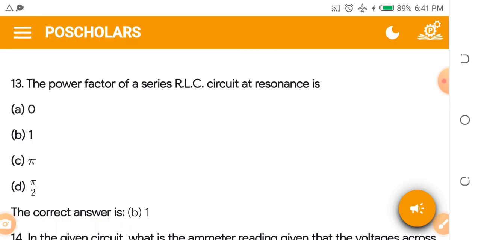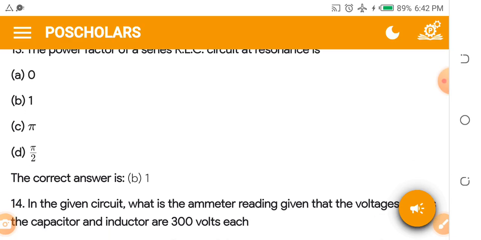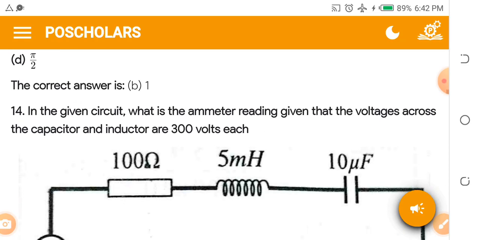Okay, let's look at question 13. The power factor of a series RLC circuit at resonance is: A, 0; B, 1; C, pi; D, pi over 2. Let me ask again. Then the power factor of a series RLC circuit. I want you to tell me everything you can find out about an RLC circuit at resonance. The answer is B. The power factor of a series RLC circuit at resonance is 1.